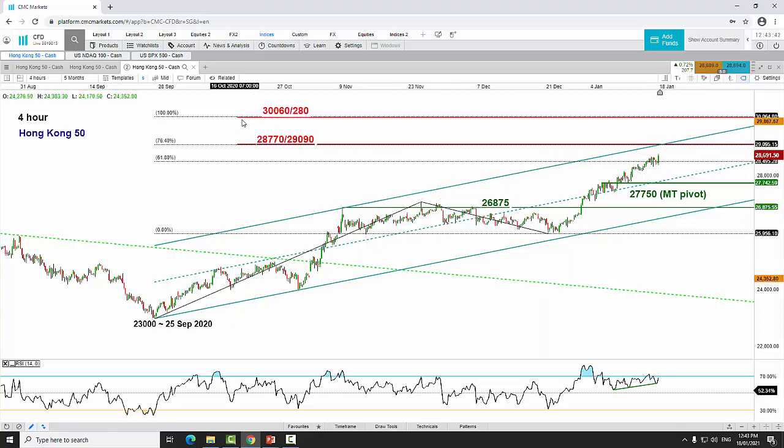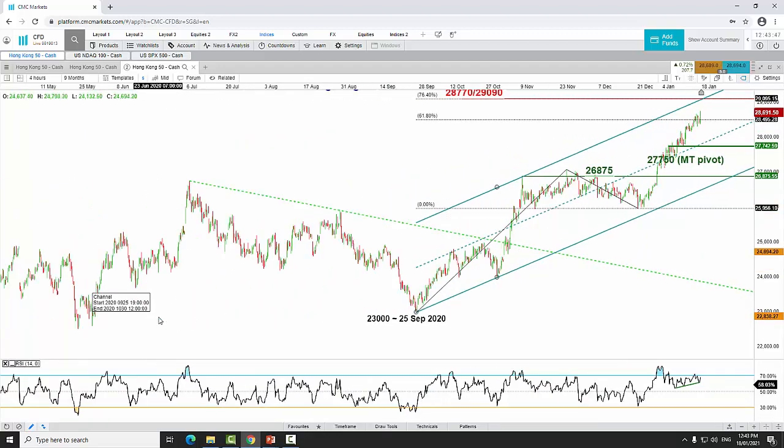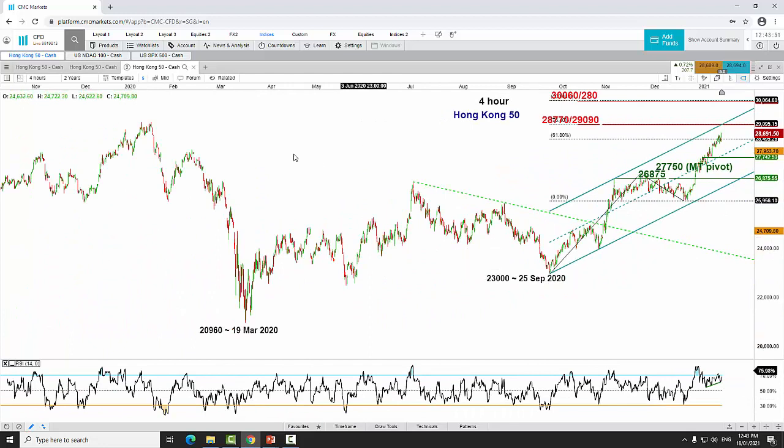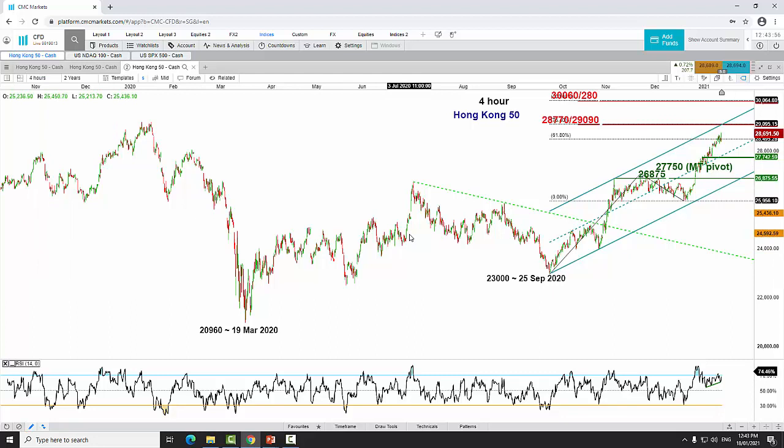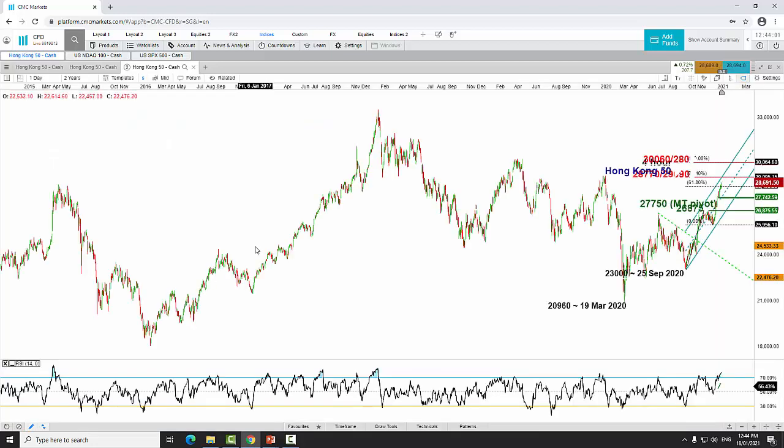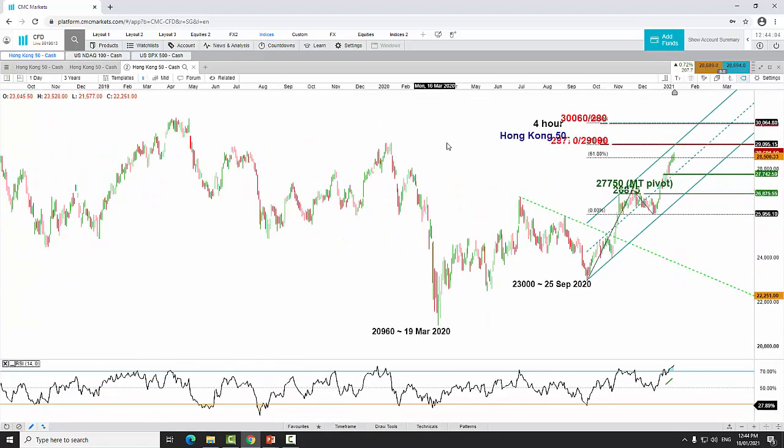Which is equivalent to the one-time Fibonacci expansion level since the low of 25th of September, as well as a key medium-term resistance. Let me take out the daily chart of this 30,000 to 80 level, which is at this level, 10th of April towards 30th of April 2019. So we are looking for a further potential push up in these coming 1 to 3 weeks to retest this zone, this swing area itself.